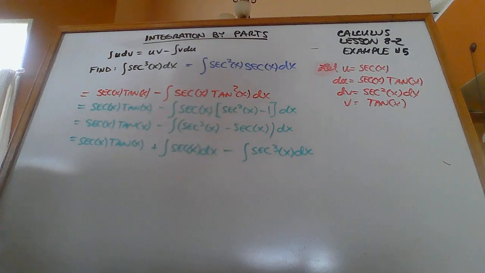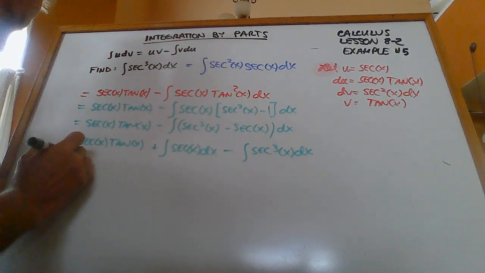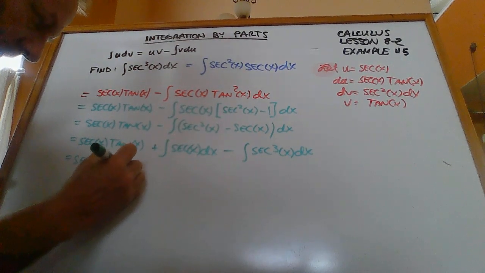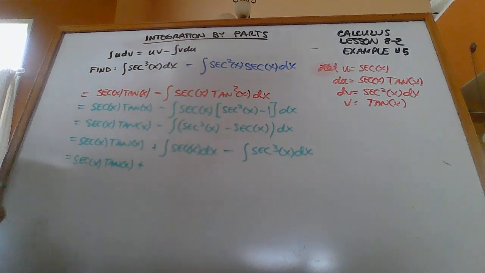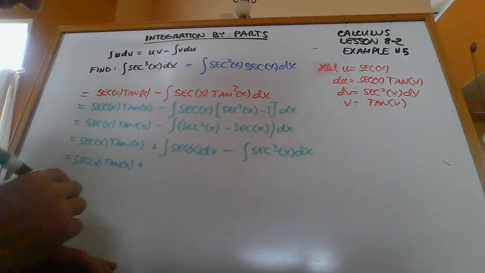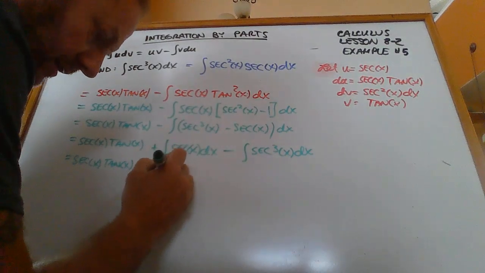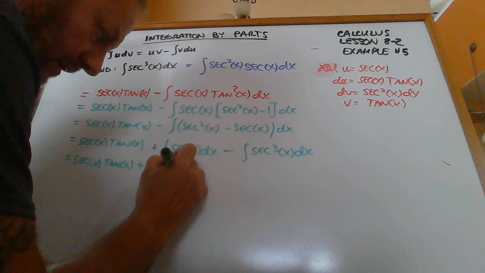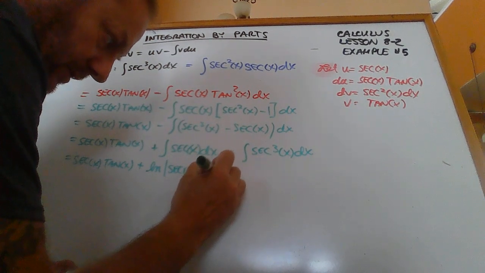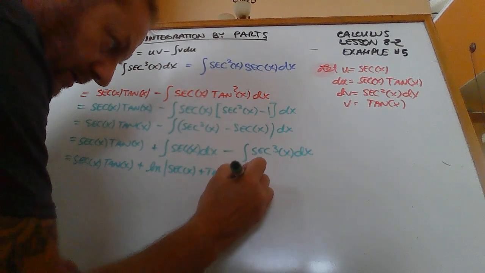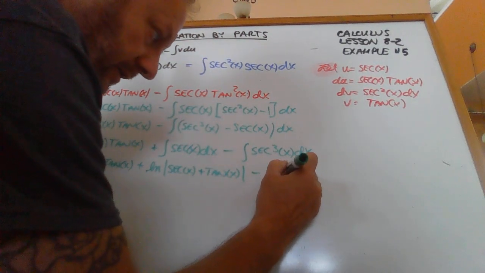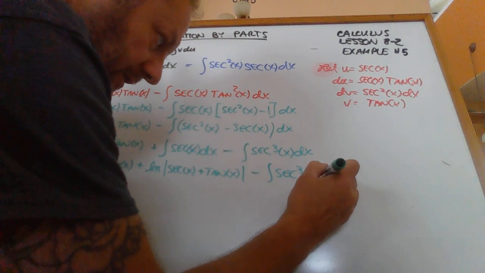Okay. Now this part's easy to do. We have a formula for that. Secant x tangent x plus the integral of secant x, which is the natural log of the absolute value of secant x plus tangent x. Minus the integral of secant cubed x dx.